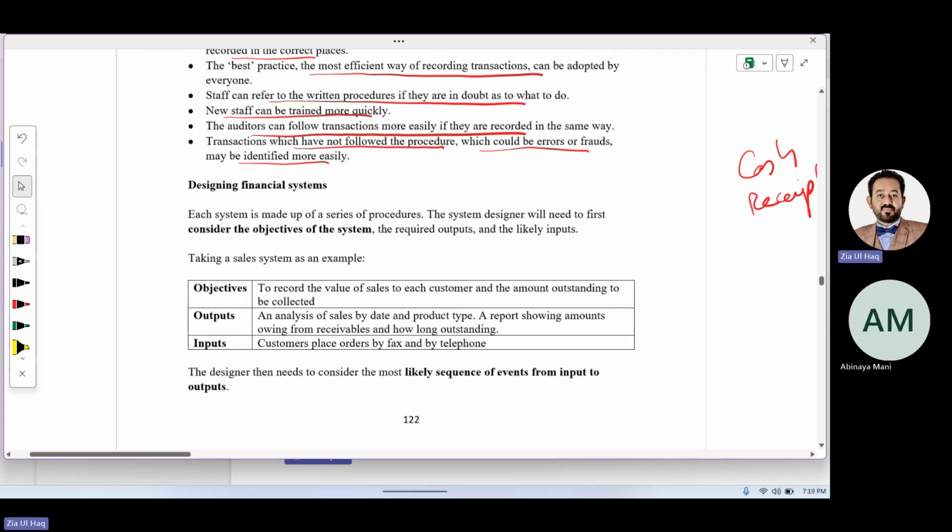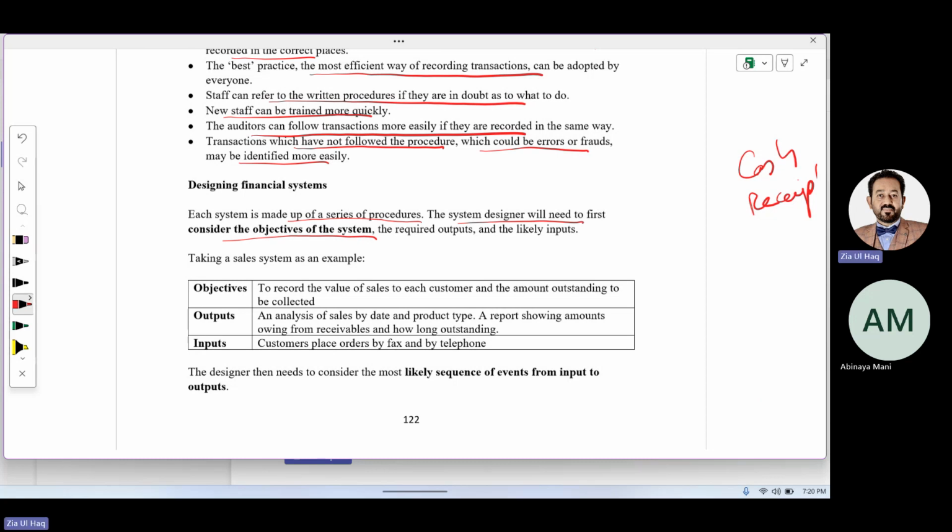Designing a financial system: each system is made up of a series of procedures. The system designer will need to first consider the objective of the system. Why do we need to check stock availability while receiving an order? To avoid late delivery penalty. Why do we need to check customer creditworthiness while receiving an order? To avoid future bad debts.